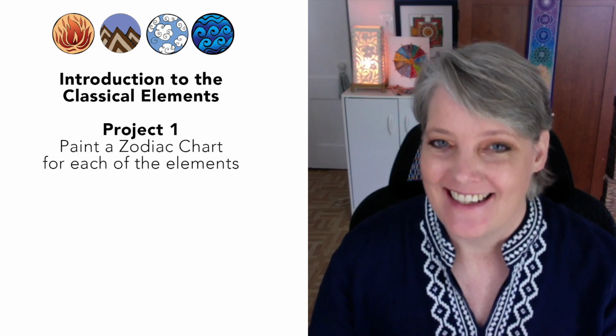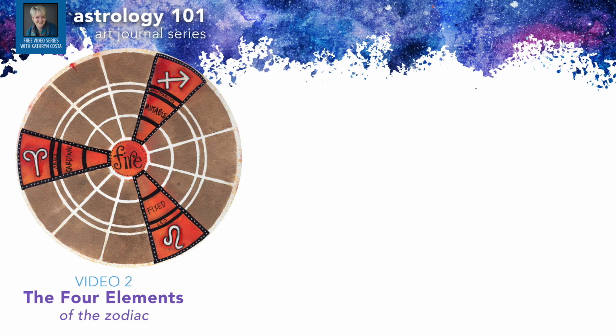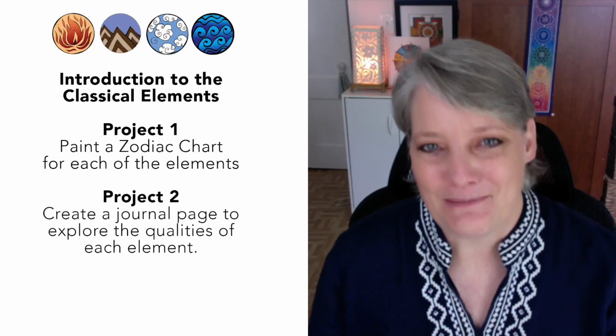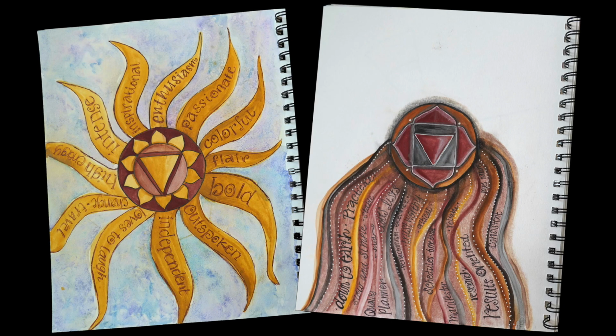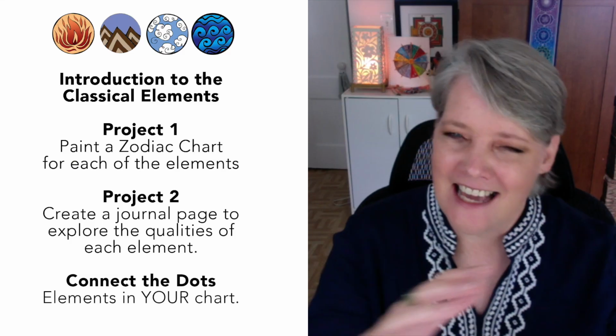In this video, we're going to explore the classical elements. The first project is to create a zodiac chart for each of those 4 elements of fire, earth, air, and water. The second project is to create a journal page to give you a place to further explore those qualities of each of those elements. Then we're going to connect the dots, taking what we've learned and applying it to ourselves. This is where it gets really interesting. We'll take a look at your natal chart and see which elements are showing up in your chart.